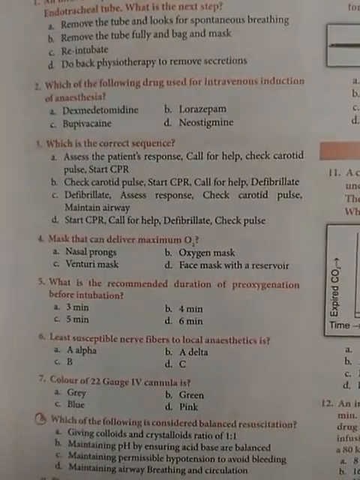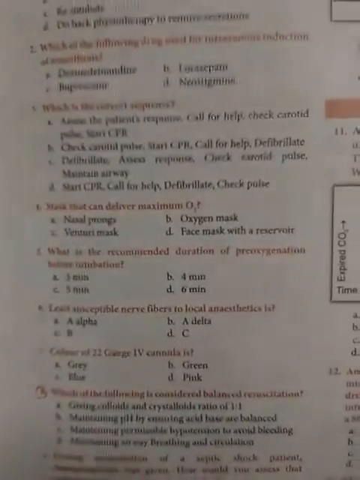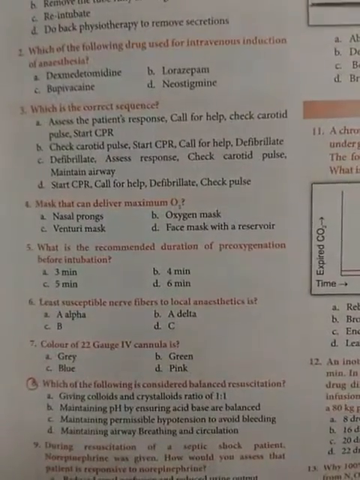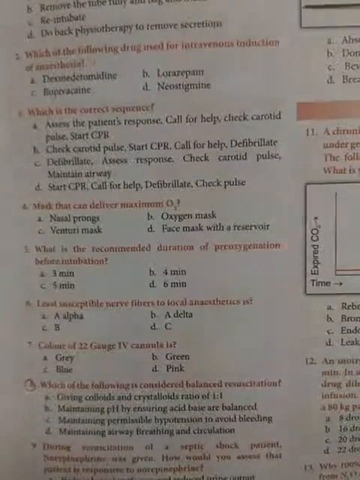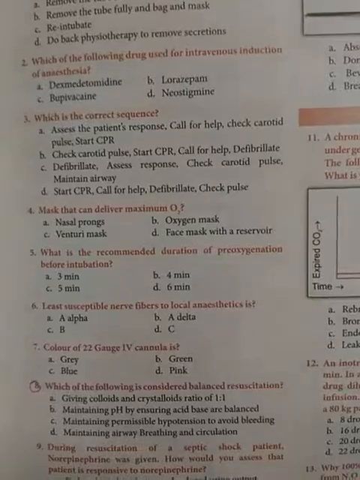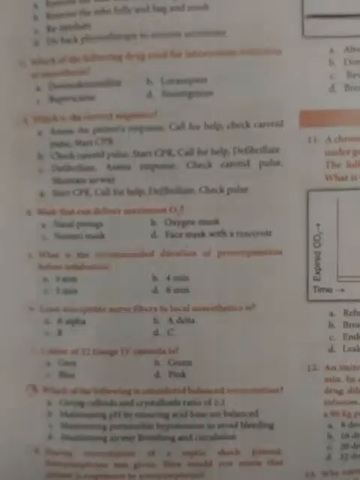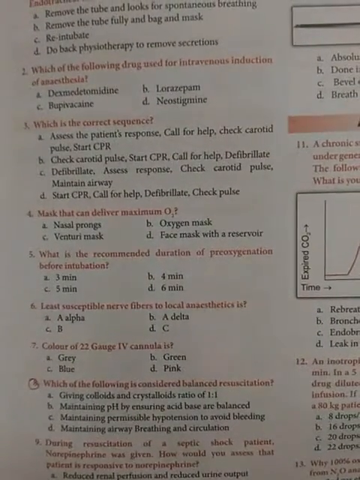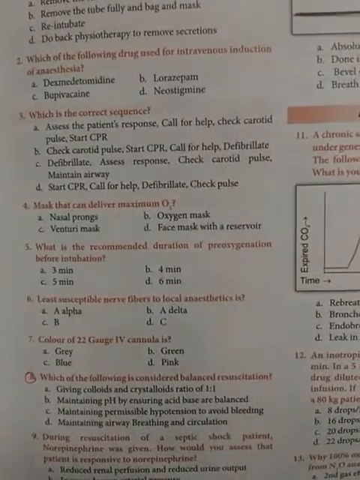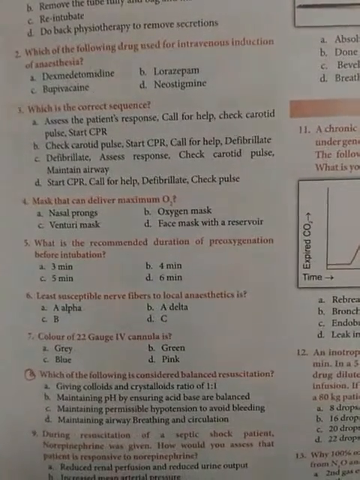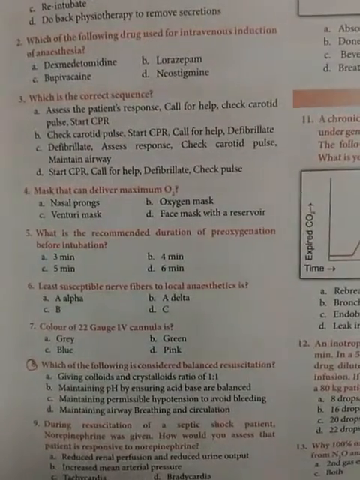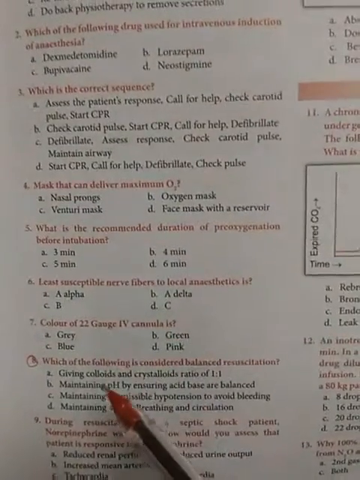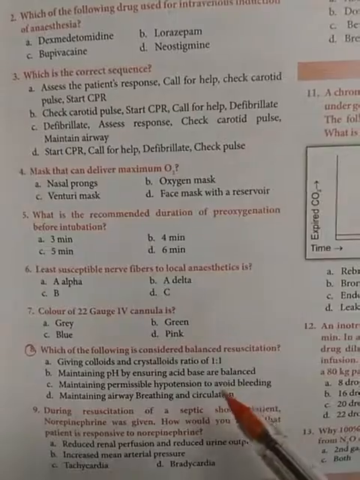Here you can see nasal prongs, oxygen mask, Venturi mask, face mask with reservoir gives 100%. So option D. What is the recommended duration of the pre-oxygenation? Before pre-oxygenation, because we have the dead space volume in our trachea, for that 3 minutes of pre-oxygenation is required. Next question: least susceptible fibers for local anesthesia. It's C fibers. Color of the 22 gauge IV cannula: it's blue, pink is 20, gray is 16, and green is 18.